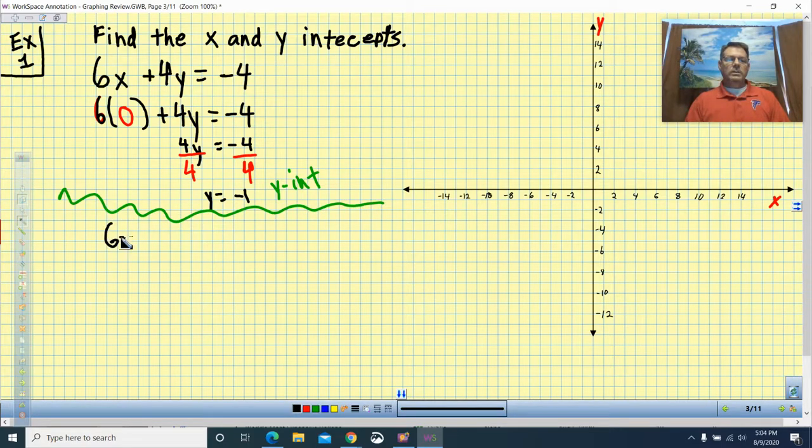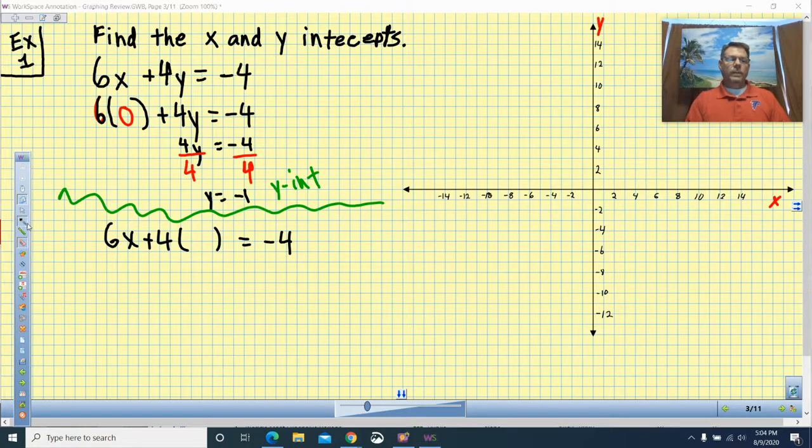So let's start all over. Okay. And this goes 6x plus 4. And this time I'm going to put parentheses right there around that y, because this time I'm going to put a 0 over there. So let me grab my eraser. I'm going to literally take out my y, and I'm going to put a 0 in for the other variable, which is y in this case.